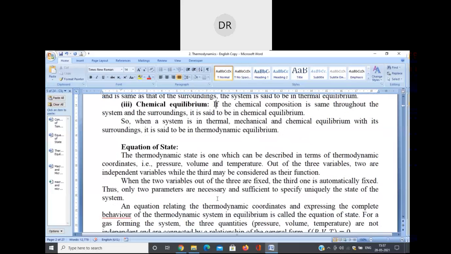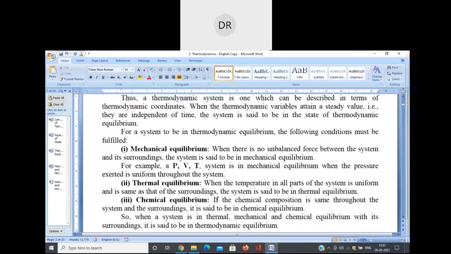So up to this, we discussed thermodynamics, system and surroundings, macroscopic and microscopic parameters, and thermodynamic equilibrium. In thermodynamics, in the sub topics of thermodynamics, we observe three quantities: heat, the first law of thermodynamics and the second law of thermodynamics.